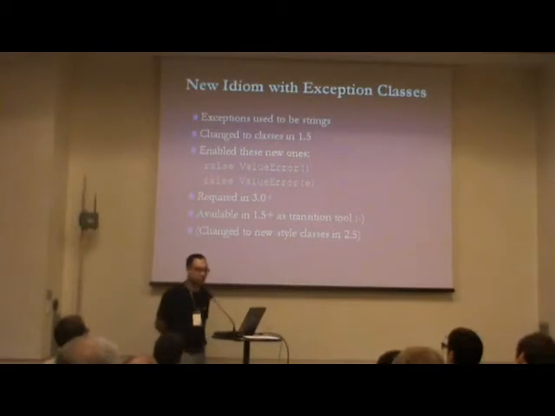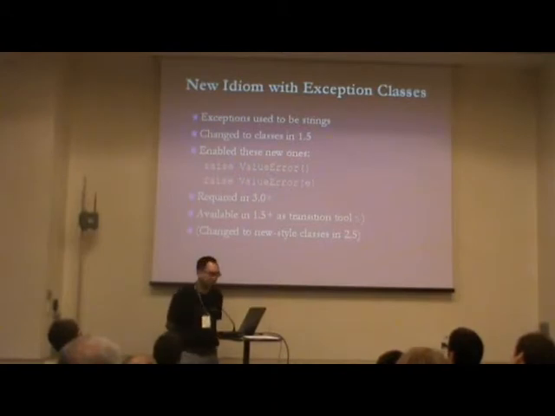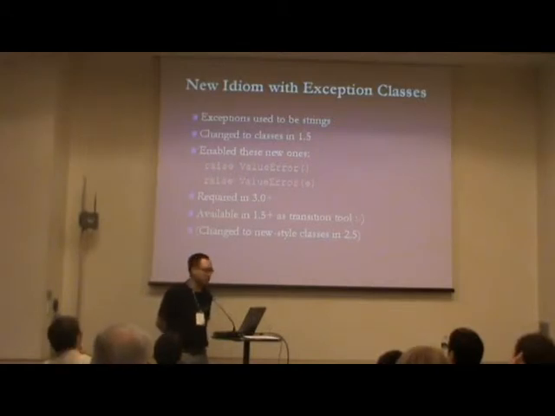Exceptions used to be strings, and because strings have no relationship to each other, there was no hierarchy involved. So the smart thing was to change them to classes. That change happened at 1.5. It was very interesting because I learned Python at 1.4, and it's kind of a big change between versions. So it made me a little nervous.